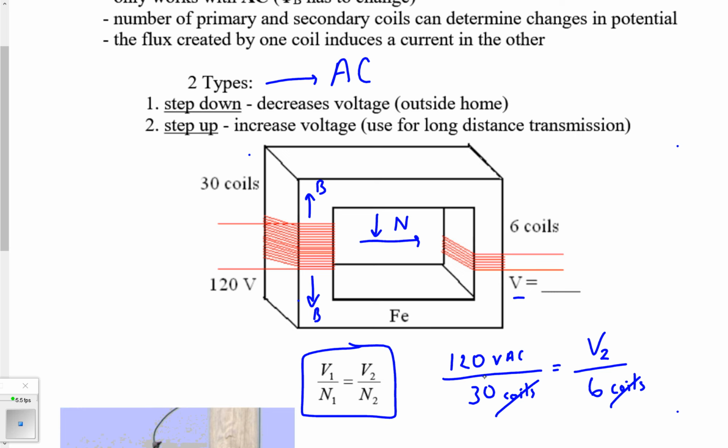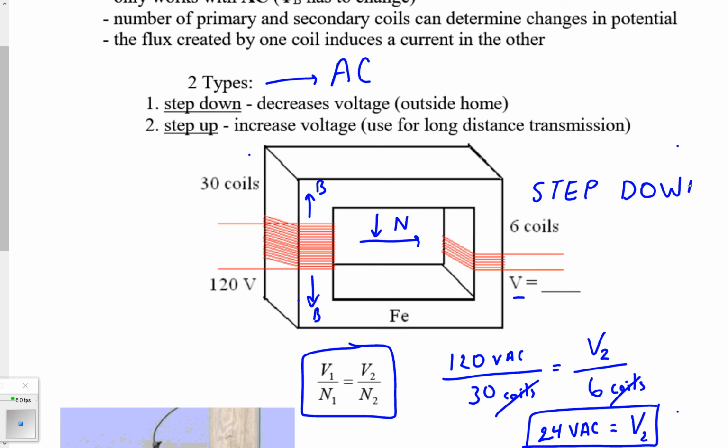And if you take a look, we can do this with our head. 120 divided by 30 is 4. Cross multiply. 4 times 6 is 24 volts of AC electricity. So that is our secondary voltage. So just out of curiosity, what kind of transformer do you call this? Well, that would be a step-down transformer.